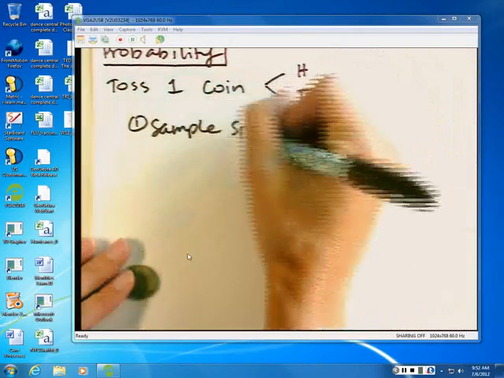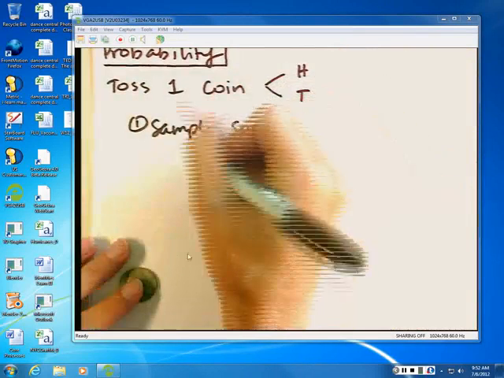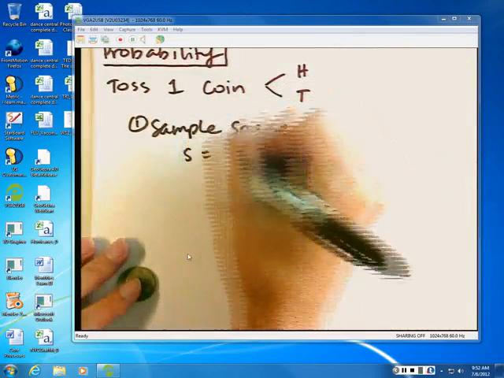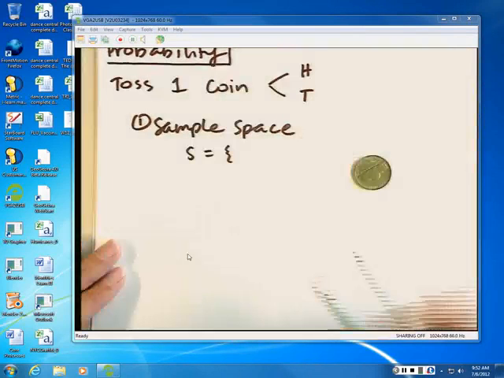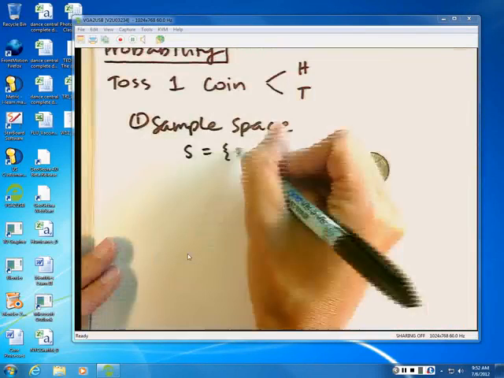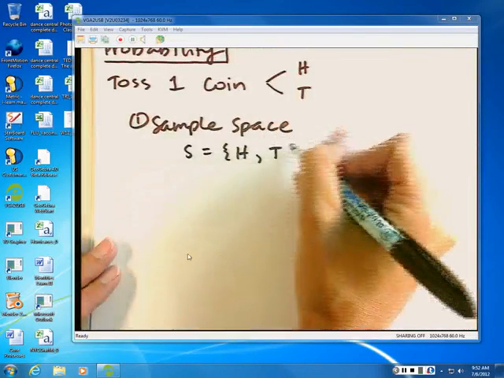The sample space is the space of all possible outcomes. I'm going to call it S. It's the set of all possible outcomes. Well, there's my nickel. There's only two. It could either be heads or tails, and that's it. So my sample space consists of heads or tails.